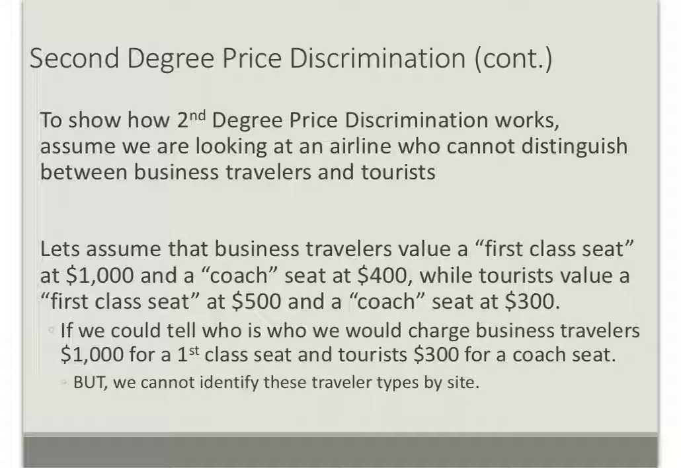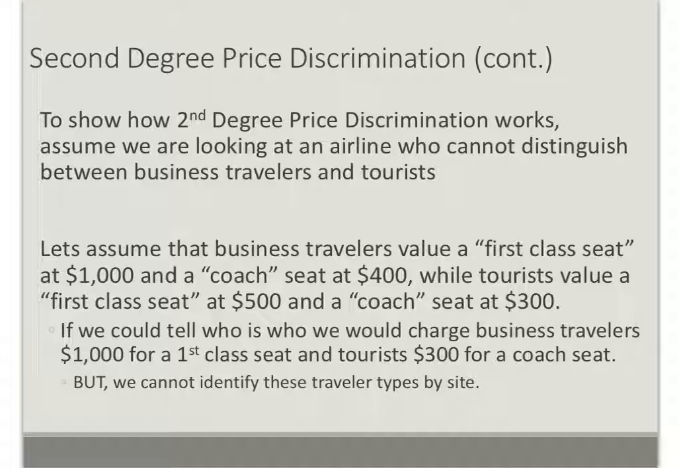So if we could tell who is who, we would charge a business traveler $1,000 for a first-class seat, a tourist traveler $300 for a coach seat, and our revenue would be $1,300. Okay, so that would essentially be first-degree price discrimination, where we can tell exactly who is who, but we can't. We know there's business travelers out there. We know there's tourist travelers out there, but we can't identify them on site. So the optimal would be $1,000 for business travelers, $300 for tourist travelers, and $1,300 in revenue.